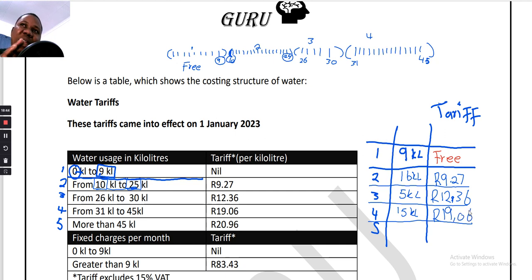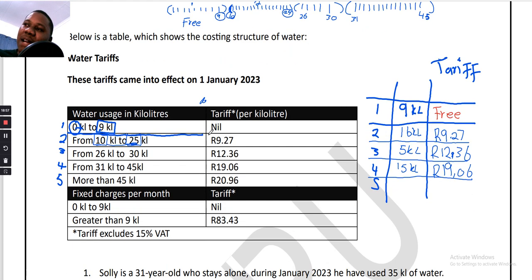Remember, here we are not answering any question, but what we are doing is literally making sense of this table. Okay, let's come to block number 5.